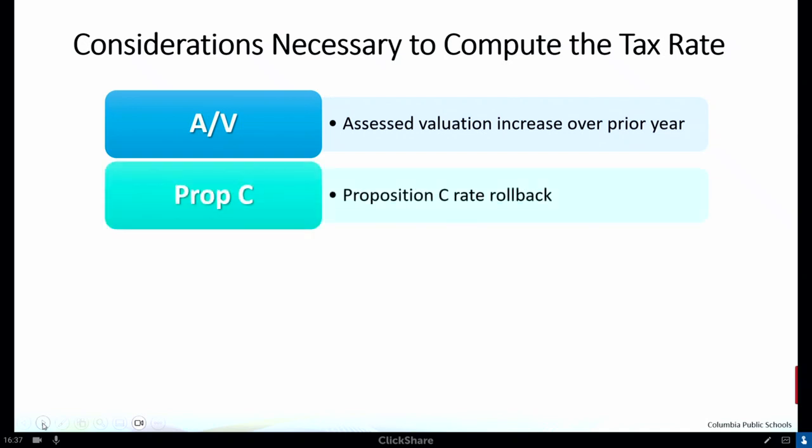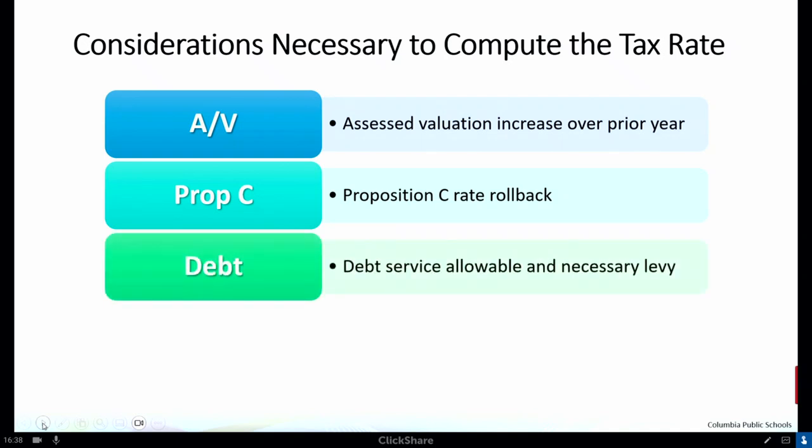Our Prop C. Proposition C is our sales tax, and we do not have a waiver. We are one of the few handful of districts in the state that does not have a full or partial waiver of the Prop C rollback requirement. And so we still have to take that into consideration here in Columbia when we're computing our tax rate each year. And then our debt service levy is allowable, and that's separate from our operating levy. And so the revenues that are needed to be able to repay our principal and interest payments on our debt, which is going to relate to our second topic tonight.